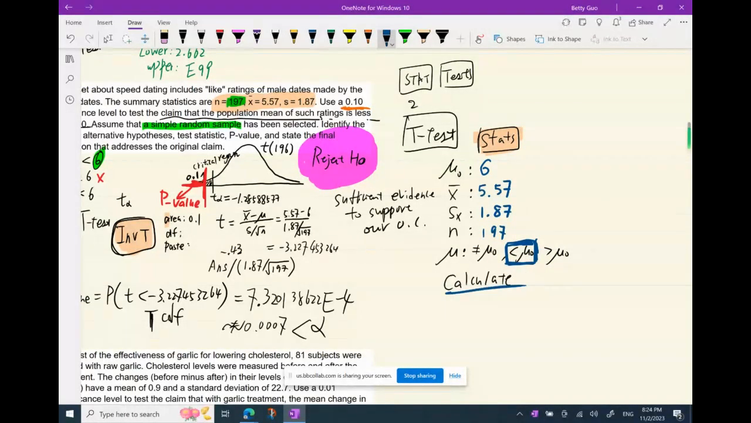Let's do that. Mu sub 0 is 6. X bar, 5.57. S sub x, 1.87. N equals 197. Choose the left tail, the one in the middle. And Calculate. All right, so you should see this.